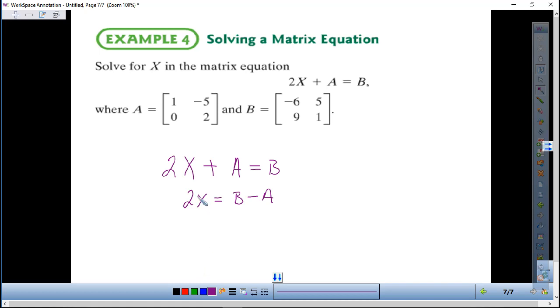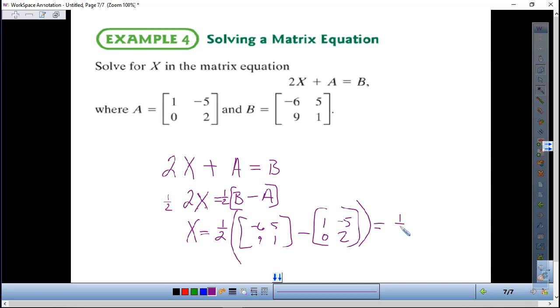Now, here's the only difference here, and it's not really a difference, but it's a difference in notation. You can't really divide, so what you do is you multiply by 1/2. So I'm going to have that matrix, whatever it might be, and I'm going to multiply it by 1/2. So x is equal to 1/2, that's a scalar, of, and we're going to go ahead and do this, b, negative 6, 5, 9, 1, minus matrix A, 1, negative 5, 0, 2.